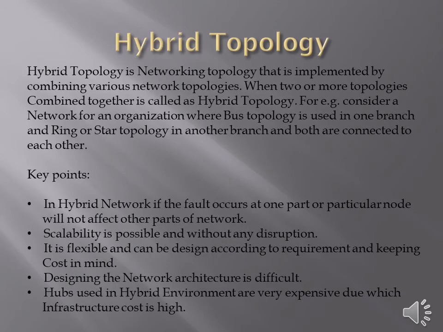Hybrid topology. Hybrid topology is a networking topology that is implemented by combining various network topologies. When two or more topologies are combined together, it is called a hybrid topology. For example, consider a network for an organization where bus topology is used in one branch and ring or star topology in another branch, and both are connected to each other.